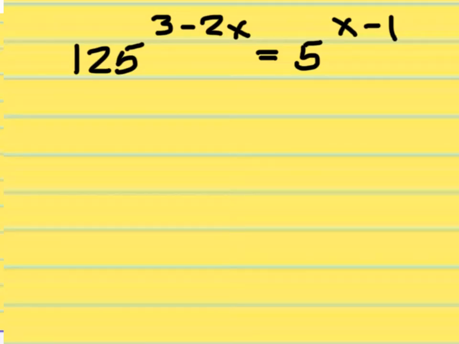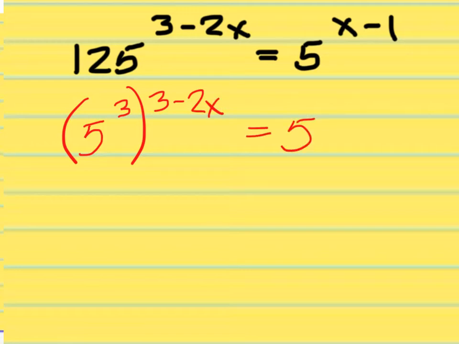(125) to the 3 minus 2x power equals 5 to the x minus 1 power. How can I rewrite 125 as a base of 5 raised to some power? 5 to the first is what? 5. 5 to the second is what? 25. 5 to the third is 125. So I can write 5 to the third in place of 125.